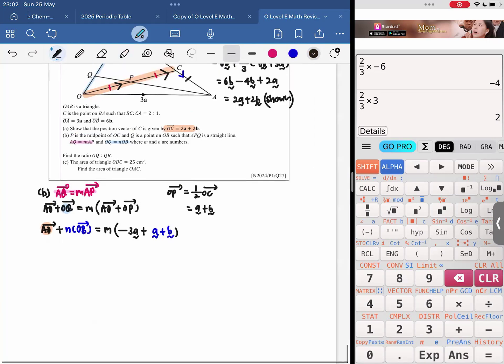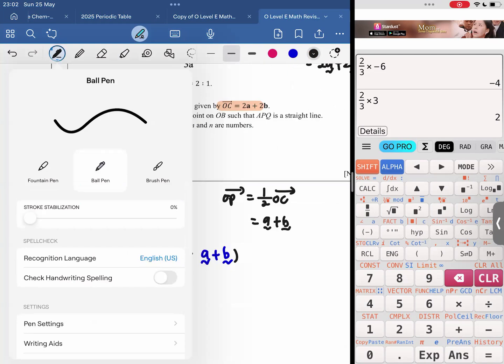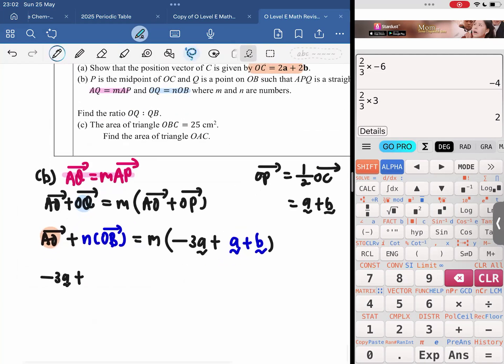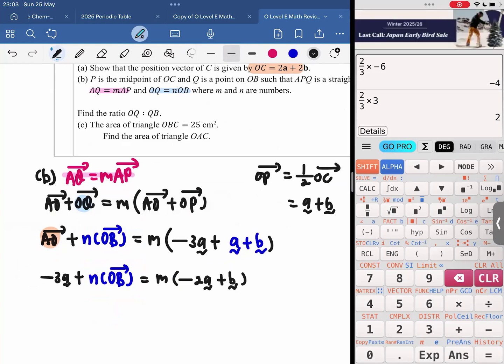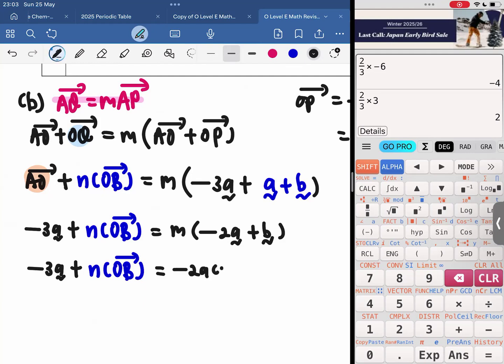Okay, let's plug in this other one because we already have this AO. AO is also minus 3A plus NOB, no change. I don't know what N is, correct or not? Then this one is M times minus 3A plus A, that is minus, we'll expand first. This is minus 2A plus B. So let me just open up. This one no change. This one I bring in the M. So M, minus 2A times M plus B times M.